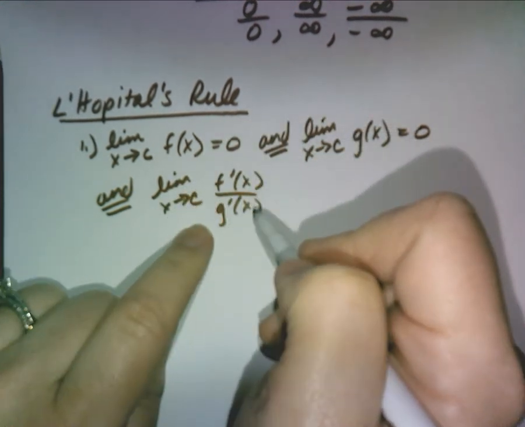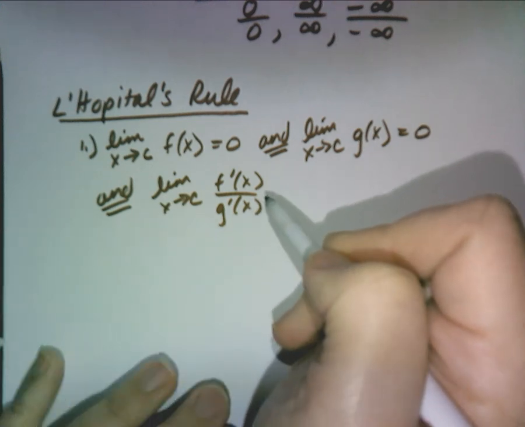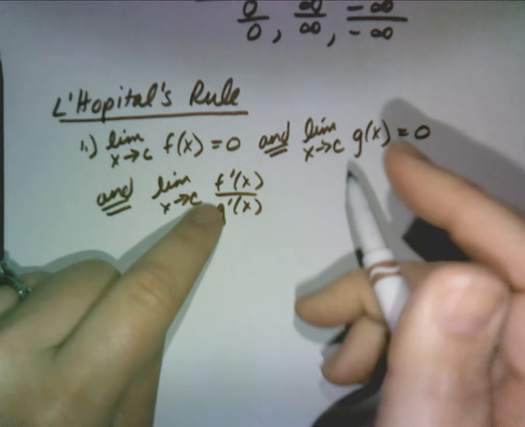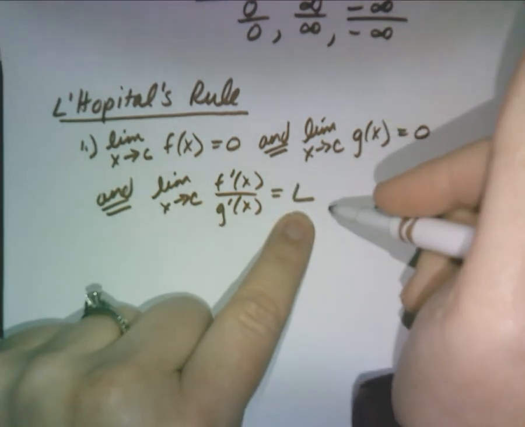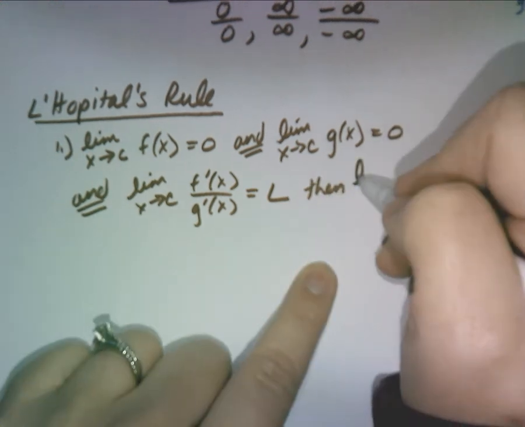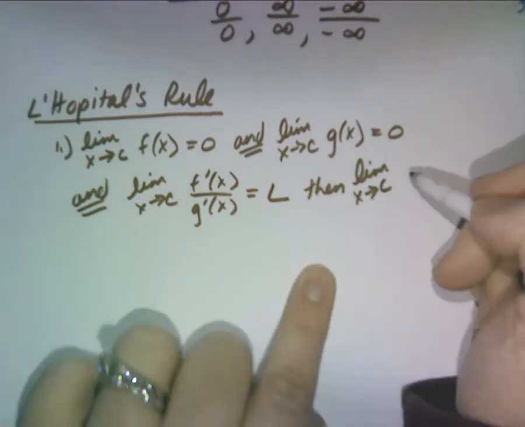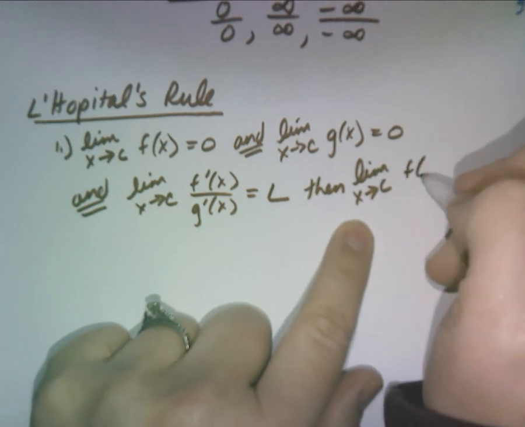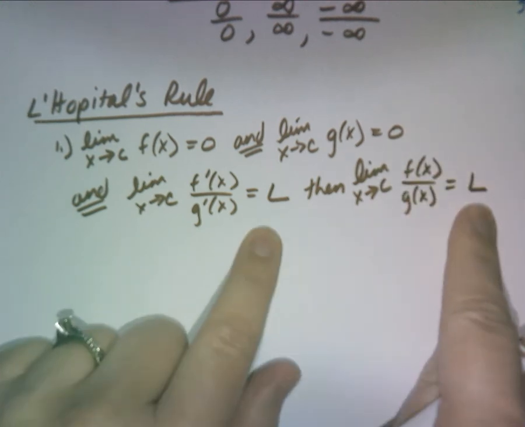What are those? What are those symbols for? Derivatives. And if I stick this one over this one and take the derivative of it, and I get a limit, meaning I get something out, well then, this is what L'Hopital decided and found out and stole from Bernoulli. Then the limit as x approaches c of f of x over g of x must also equal that L.